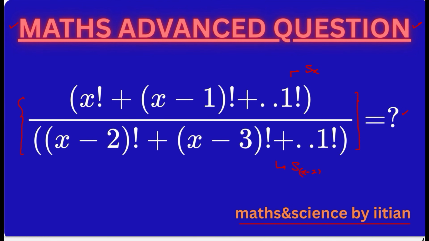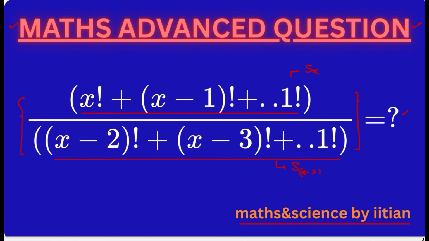It should not be misunderstood as factorial x by factorial x minus 2. It is a sum. The sum of the x factorial values in the numerator, and the sum of the x minus 2 factorials in the denominator. When two different sums are divided by each other, what will be the answer we will get?